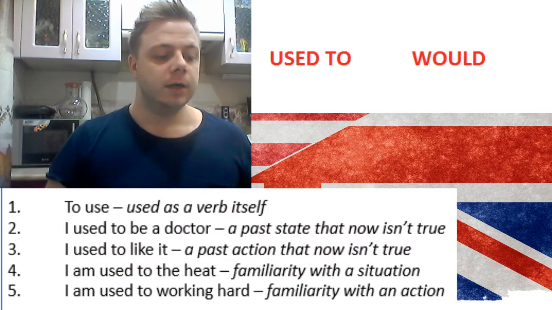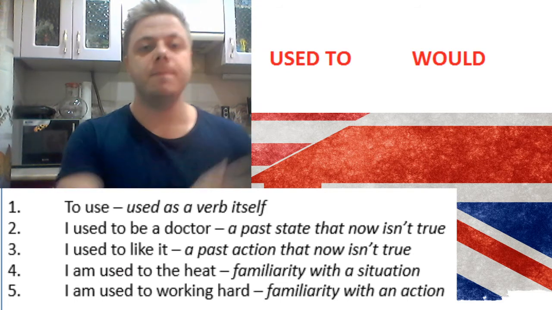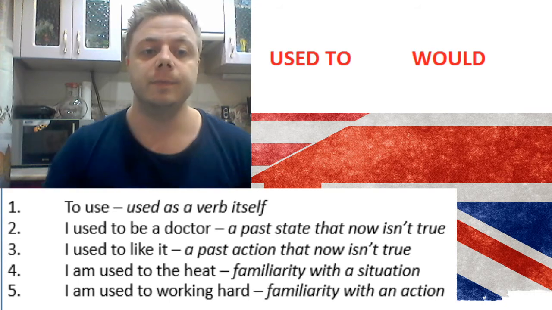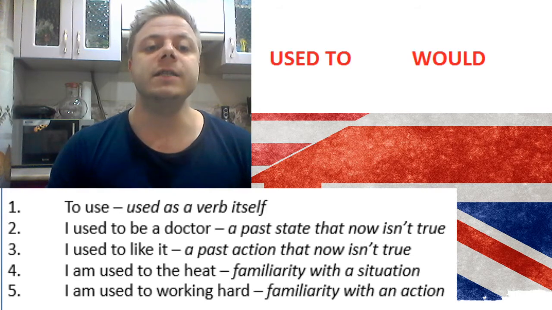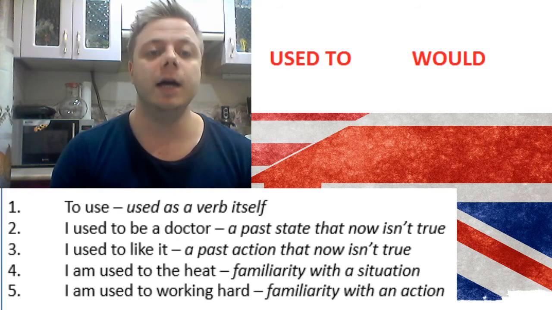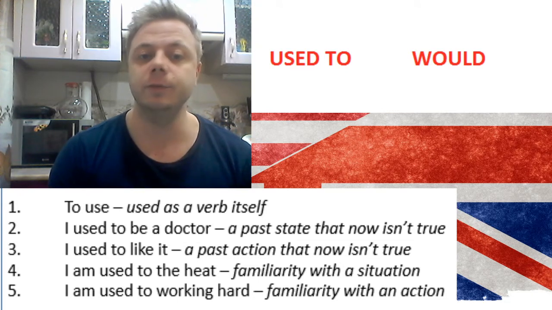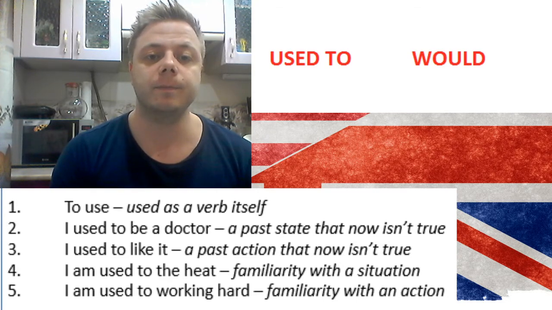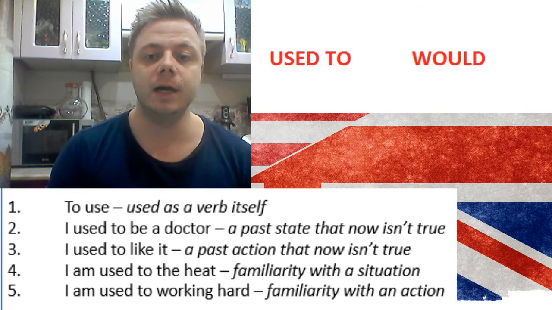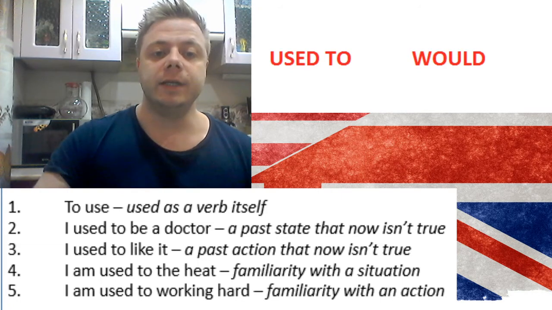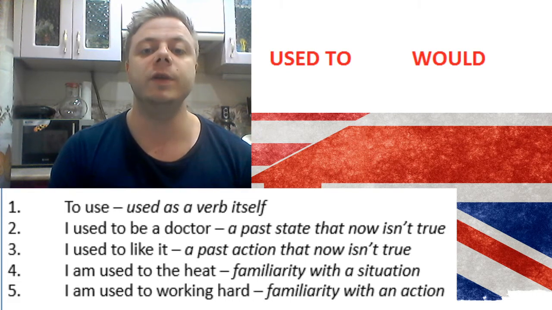So the word use is first used as a verb itself, right? Then we have this construction, I used to be. For example, I used to be a doctor, a past state that now isn't true. Then we use it like this: I used to like it, a past action that now isn't true. I'm used to the heat, familiarity with a situation, and I'm used to working hard, familiarity with an action.